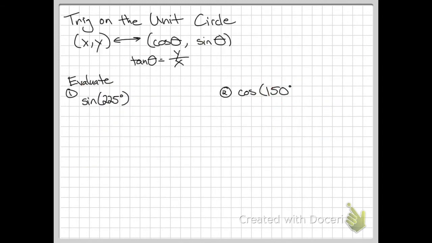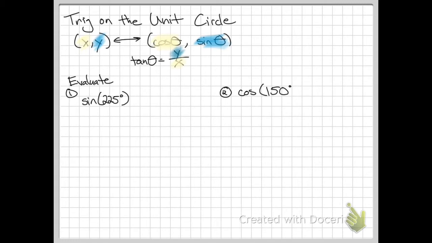Okay, let's see what's next. Trig on the unit circle. These are very important. And again, this was all taught to you already. This is just a review. I'm not going to draw the circle. On the unit circle, the x value is equivalent to the cosine of theta, and the y value is equivalent to the sine of theta. And then tangent, because tangent is opposite over adjacent, is equal to the y value divided by the x value. So we're going to use that to help us evaluate these things.